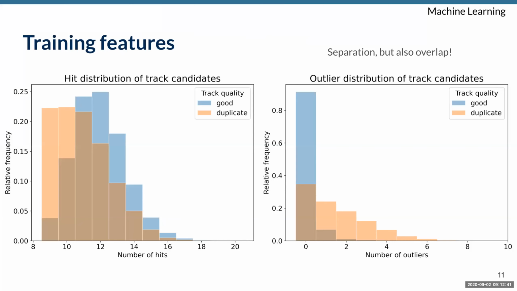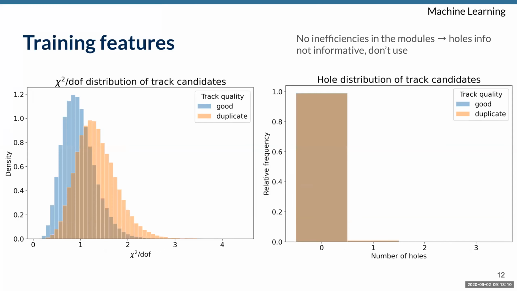If we take a look at the distribution of our training features among our track candidates, we can see that there's some separation in the distribution for good tracks versus duplicate tracks, in the sense that on average, duplicate tracks tend to have fewer hits and more outliers than the good tracks. However, we also notice that there is some significant overlap between the distributions for these two features, and this will likely complicate things further down the road. The same conclusion also holds for the distribution of the chi-square. Again, duplicate tracks tend to have a higher chi-square than good tracks, but there is also non-negligible overlap between the two distributions.